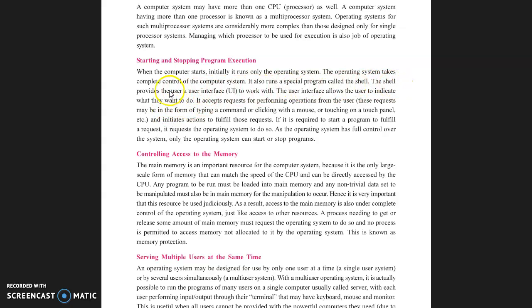What is the shell? The shell provides the user a user interface to work with. The user interface allows the user to indicate what they want to do. It accepts requests for performing operations from the user and initiates actions to fulfill those requests. If it is required to start a program to fulfill a request, it requests the operating system to do so. As the operating system has full control over the system, only the operating system can start or stop programs. Now, how does it execute? When we start the computer, the shell provides the user interface.